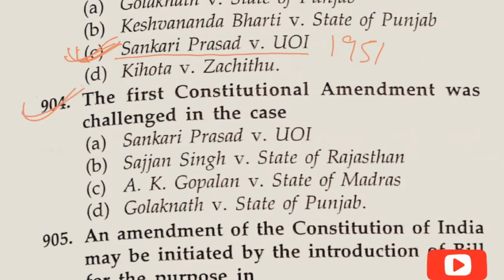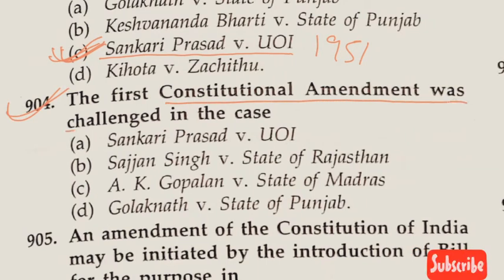Question number 904. The first constitutional amendment was challenged in the case of. The first constitutional amendment was challenged in the case of Shankari Prasad versus Union of India. So the answer is option A. In this case, the Supreme Court held that the power of the Parliament under Article 368 is a perfect general power to amend the Constitution without any exception. So clearly the answer here is option A.